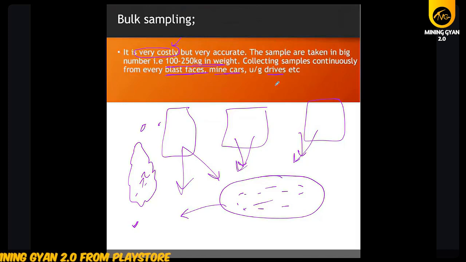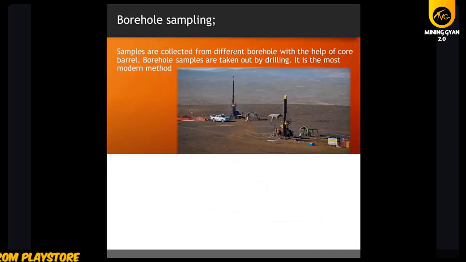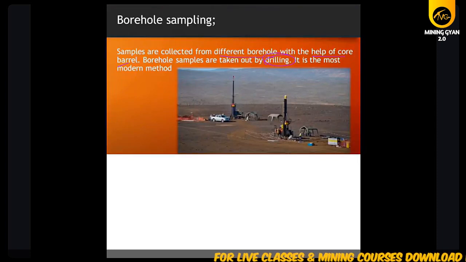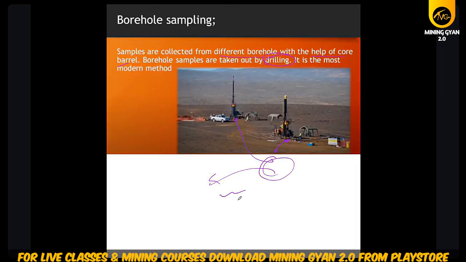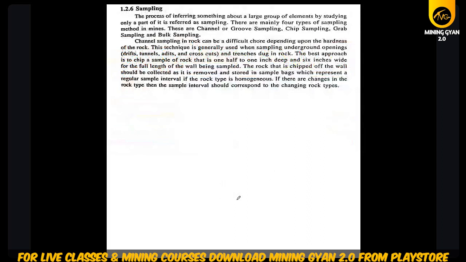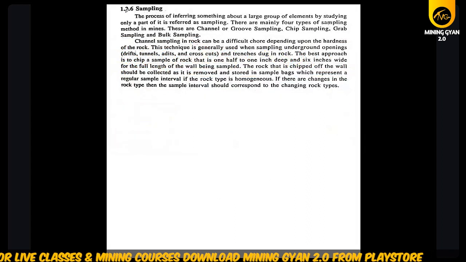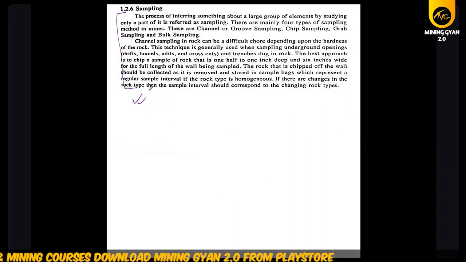Now the borehole sampling. In borehole sampling, you collect from the different boreholes with the help of a core barrel. So wherever drilling is done, you go there, collect this material as a sample, and find out the chemical and physical properties. Okay, so we have seen this. Because in AK Gorai he has mentioned only the name, I thought I should discuss it in a little more detail.